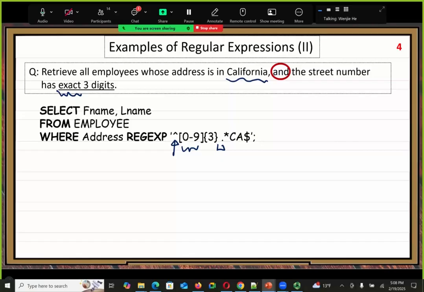Then after the space character, dot means an arbitrary character, anything, 1 character. Then the dot repeats 0 or more times, because the star means 0 or more. Then CA, the state representation, then the end of the string. So this is the end of the string.